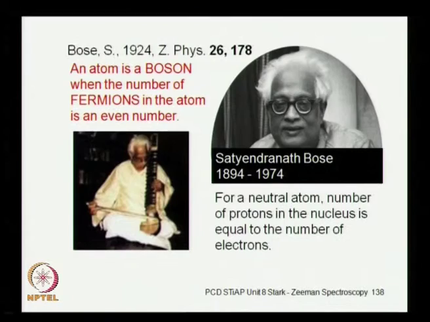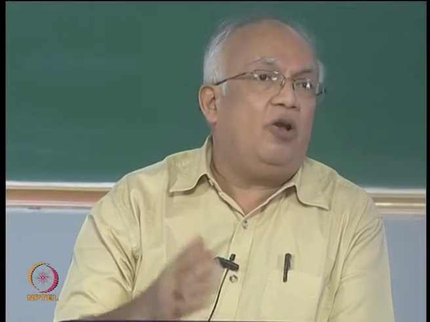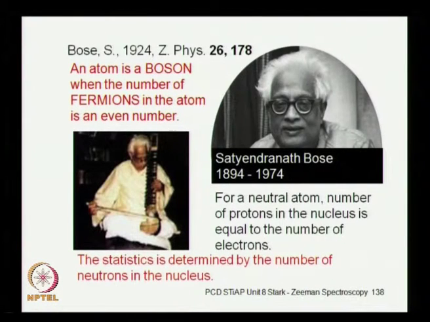For any neutral atom, the number of protons is equal to the number of electrons, so that gives you an even number when you add them up. So whether or not an atom is a boson depends on the number of neutrons in the atom. Certain isotopes will be bosons, and some other isotopes of the same atom may not be bosons. So the statistics is determined essentially by the number of neutrons in the nucleus.